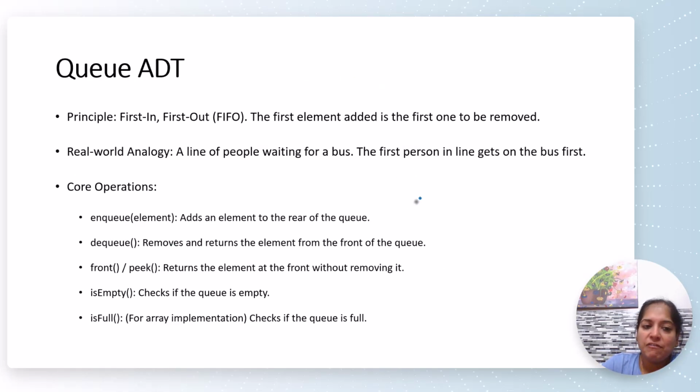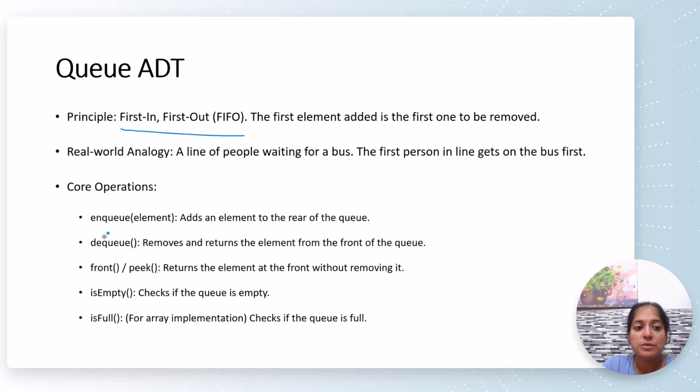After hashing, let's discuss the queue abstract data type. We have discussed earlier also that it works on the principle of first in, first out. The element which is added first is to be removed first. For example, you are waiting in a queue for the bus or in a ticket line. The person who is first in the line will get the bus first or get the ticket first.